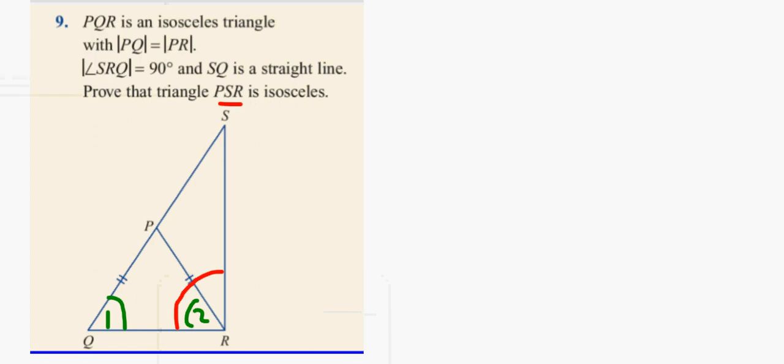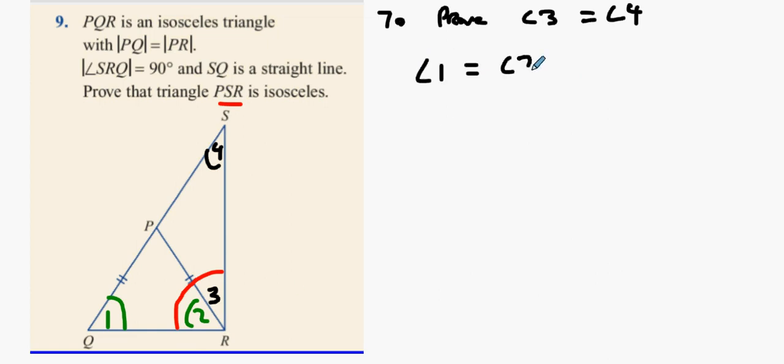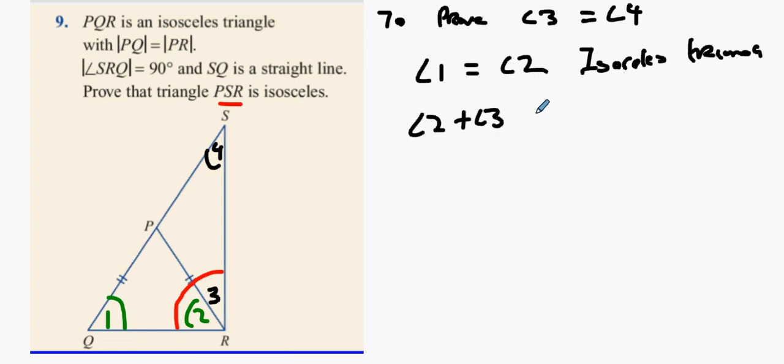So what we're trying to prove is that angle 3 equals angle 4. That will prove that's an isosceles triangle. So to prove angle 3 equals angle 4. Alright, so angle 1 equals angle 2, isosceles triangle. Okay, I would say that angle 2 plus angle 3 equals 90 degrees because it's a right angle.